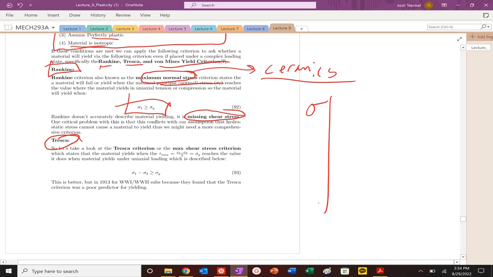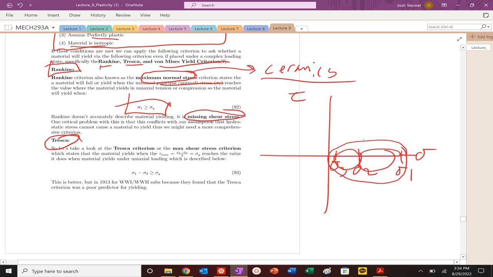Tresca is good for metals and other materials that will yield predominantly via maximum shear mechanisms. So you can see here it's sigma 1 minus sigma 3. If we go back to our Mohr circle, we can see that if we draw our full 3D stress state, our maximum shear will occur at a value of sigma 1 minus sigma 3, divided by 2.